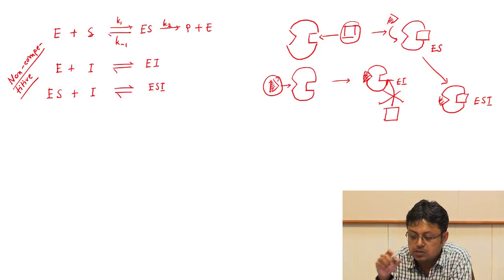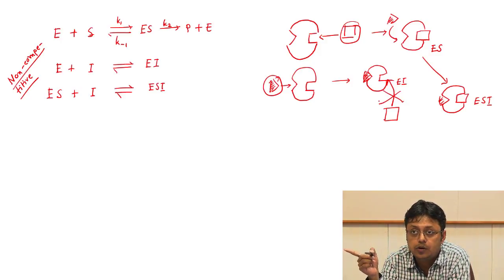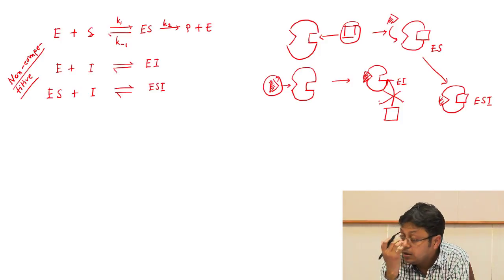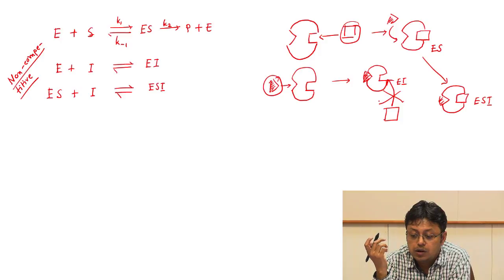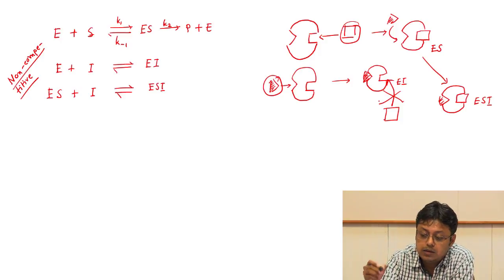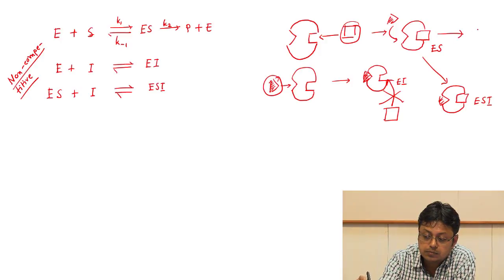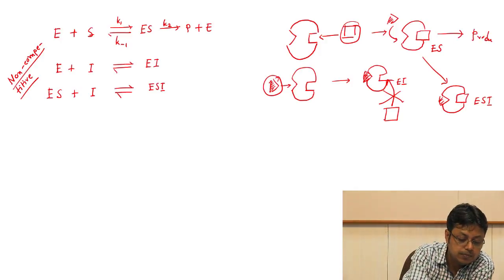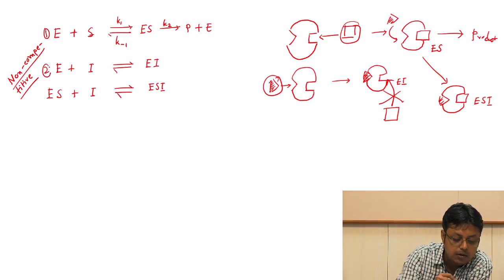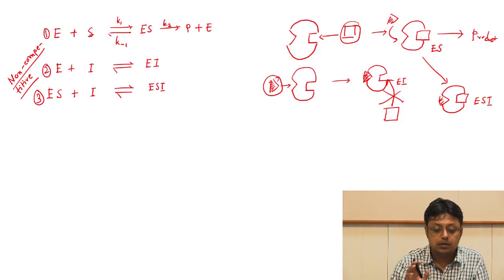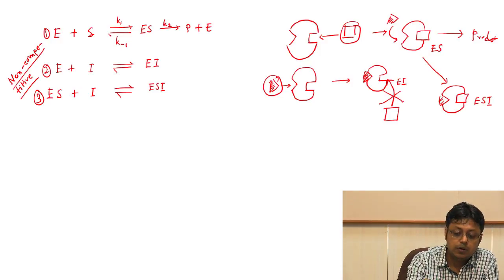So there is no such pathway that EI, the enzyme inhibitor complex, is going to the enzyme substrate inhibitor complex. So it is inhibiting whenever the inhibitor is binding. So the only pathway that the product can form is this pathway. So the first step. So we have an interesting third step here. Now you can actually use a similar way. You can actually write an equilibrium constant for this equation.